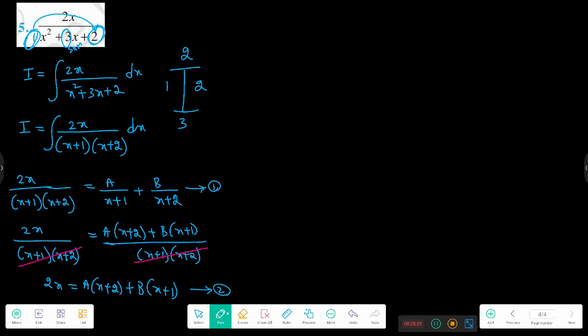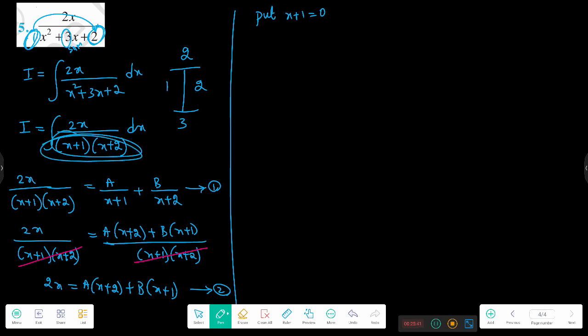Equation number 2 you have to simplify. After simplifying you will be getting: first put x plus 1 equal to 0. Means the denominator whatever we have, we have to set equal to 0. So this implies x is equal to what am I getting? Minus 1. Minus 1.